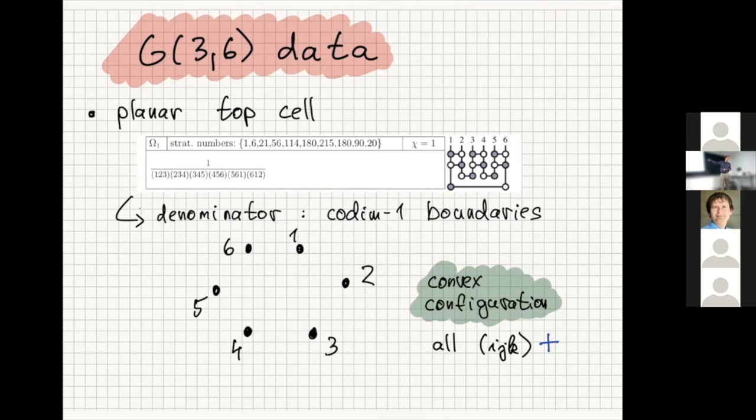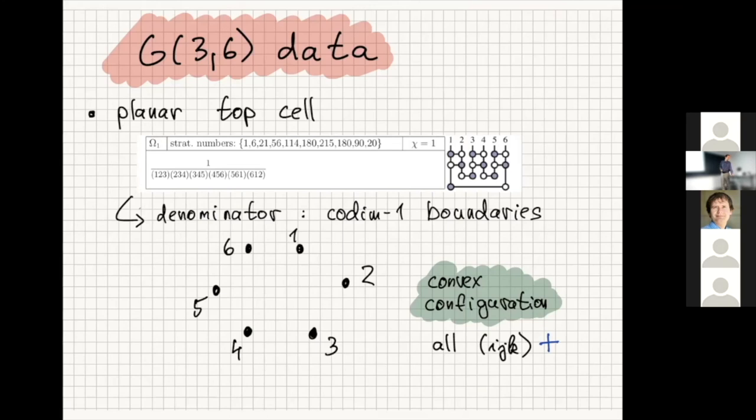the codimension one boundaries. So this is the one which corresponds to a planar top cell. You can see these consecutive minors in the denominator. From that, you can figure out what is the configuration which has exactly these boundaries. And indeed, this is just a convex configuration.